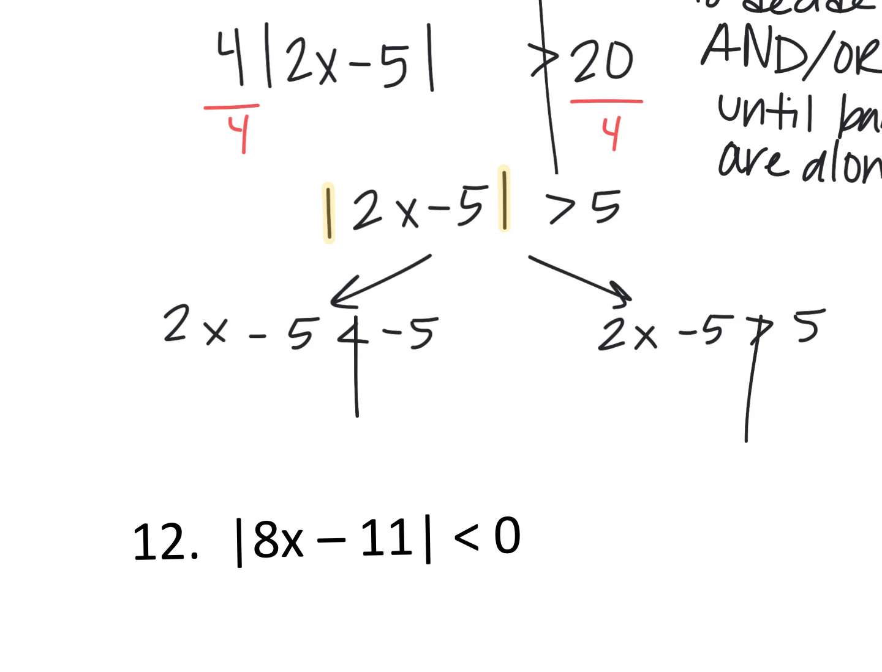To undo a -5, Elliot, what should I do? Add 5. You don't have to do that all at once like this if you don't want. So I would get 2x is less than, it's okay, 0. And in the other one, it'd be 2x is greater than 10. Almost done. Lincoln, to get the 2 away, what do I do? Divide by 2.